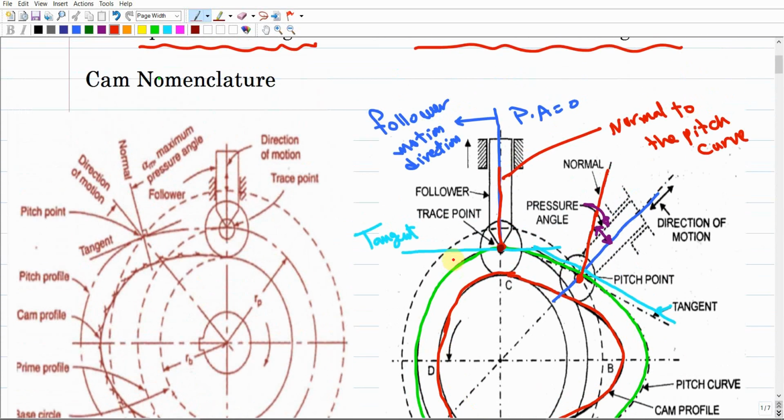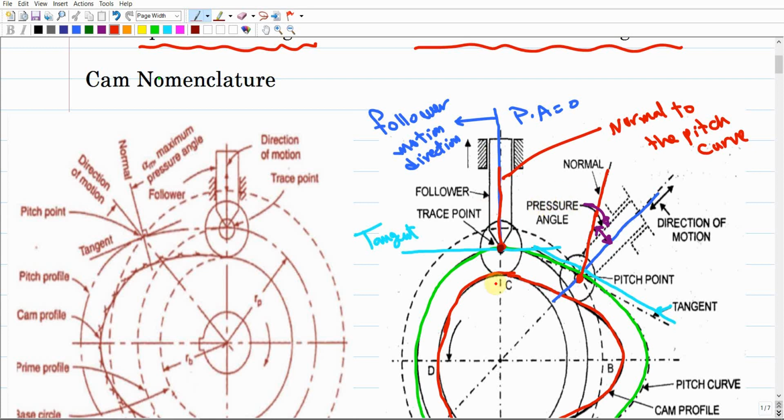And we need another line, which should be the normal to the pitch curve. So where is the pitch curve? It should be the green curve. To find a normal to any curve, you have to find the tangent to that curve at this point first. At the trace point, we draw a line that is tangent, so it's going to be horizontal in this way. Then you draw a normal to this tangent line at this point. This gives us the normal to the pitch curve, which is the red line as already shown here. As you can see, both lines are coincident, so the angle between them is going to be 0. This is the pressure angle.